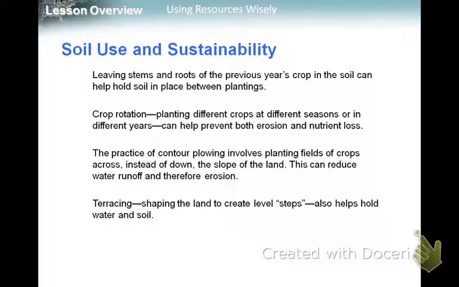So some things we can do: sustainable use, sustainable development. Leaving stems and roots of the previous year's crop in the soil can help hold soil in place between plantings. Crop rotation, I mentioned, planting different crops at different seasons or in different years, can prevent erosion and nutrient loss. Contour plowing, planting fields of crops across instead of down the slope of the land. It can reduce water runoff and therefore erosion. And then terracing, shaping hilly land to create level steps, also helps hold water and soil.